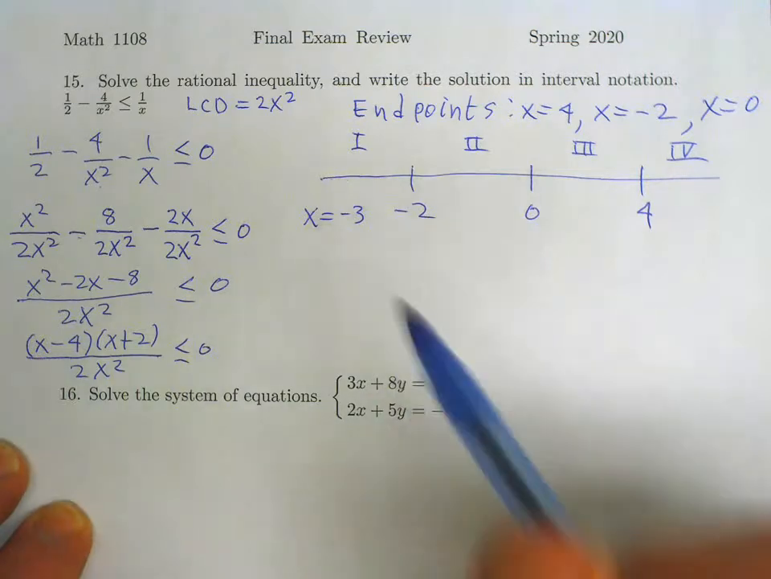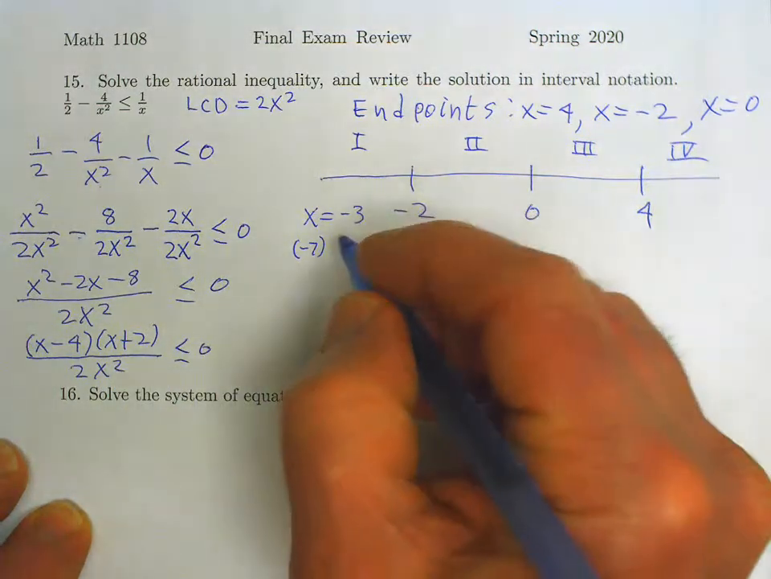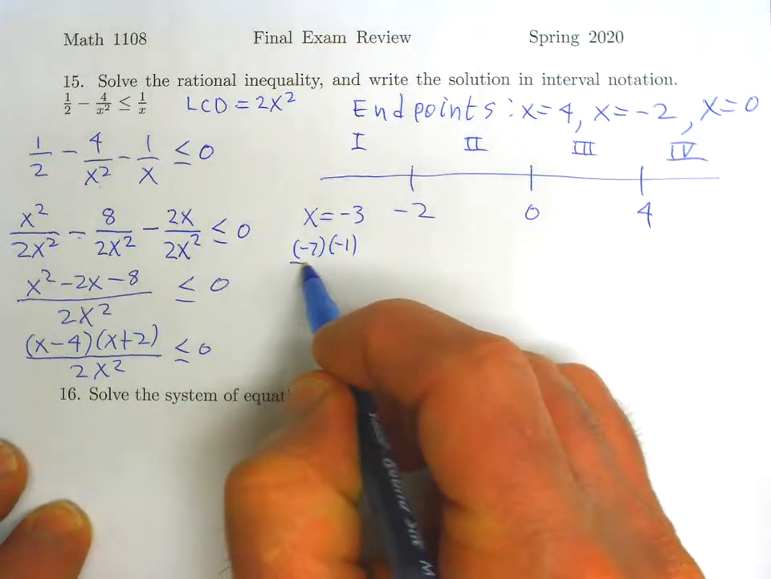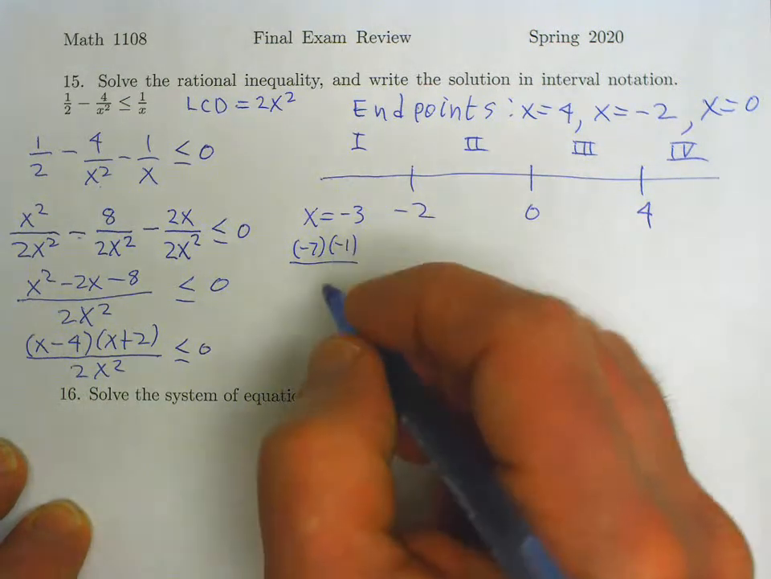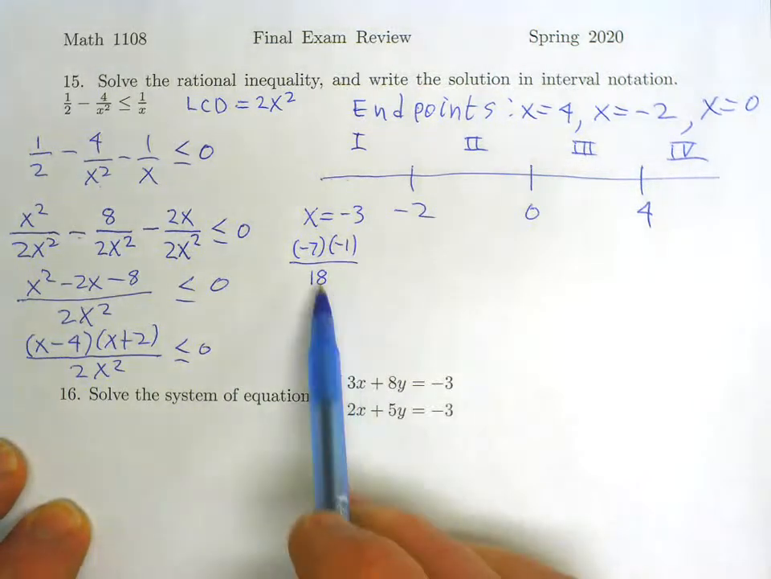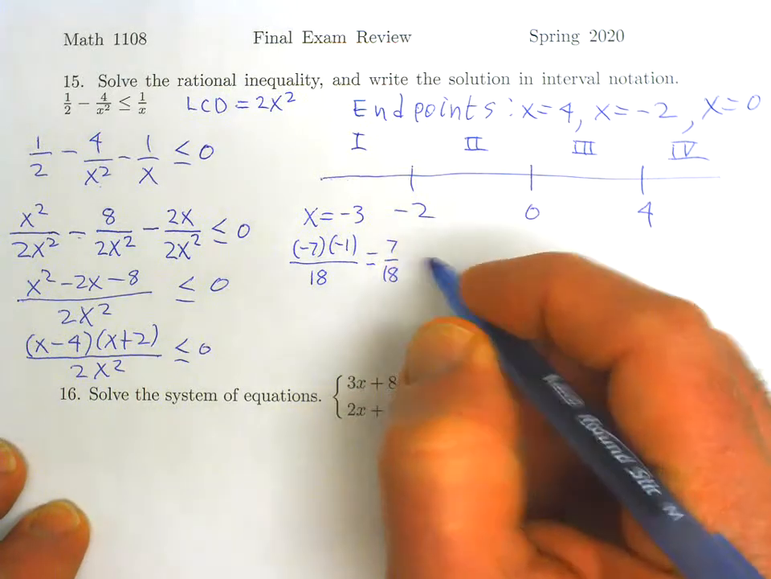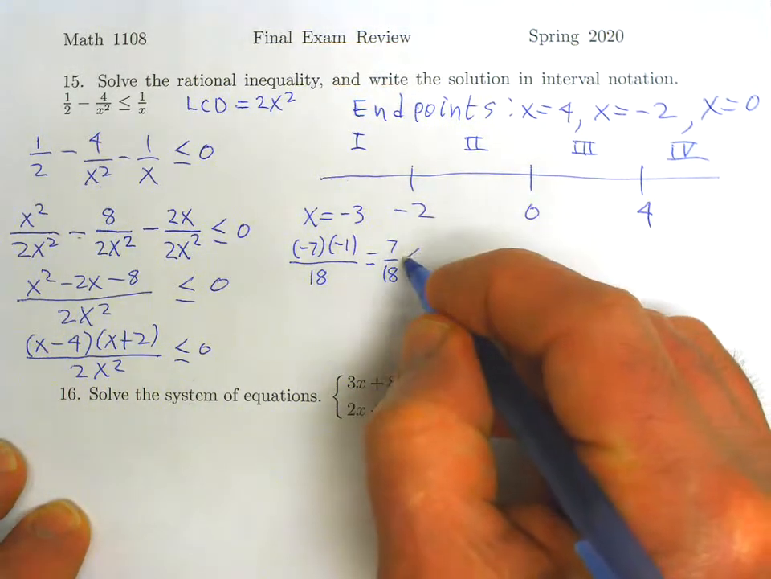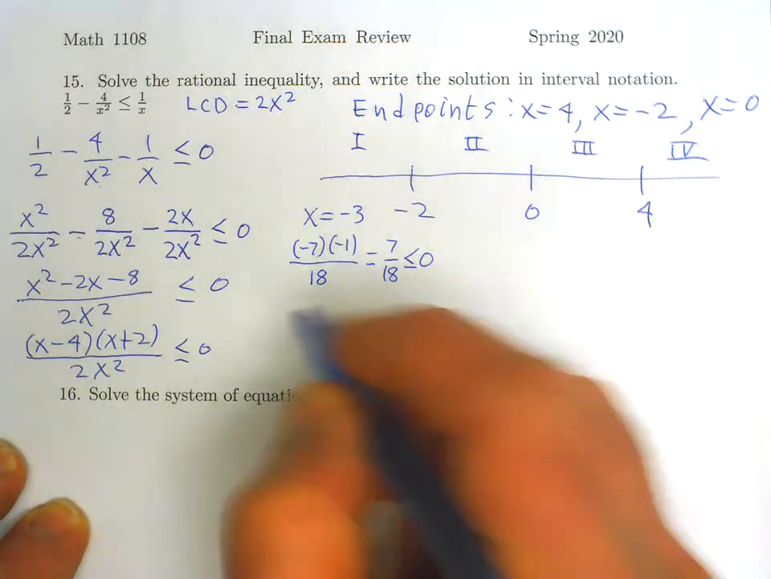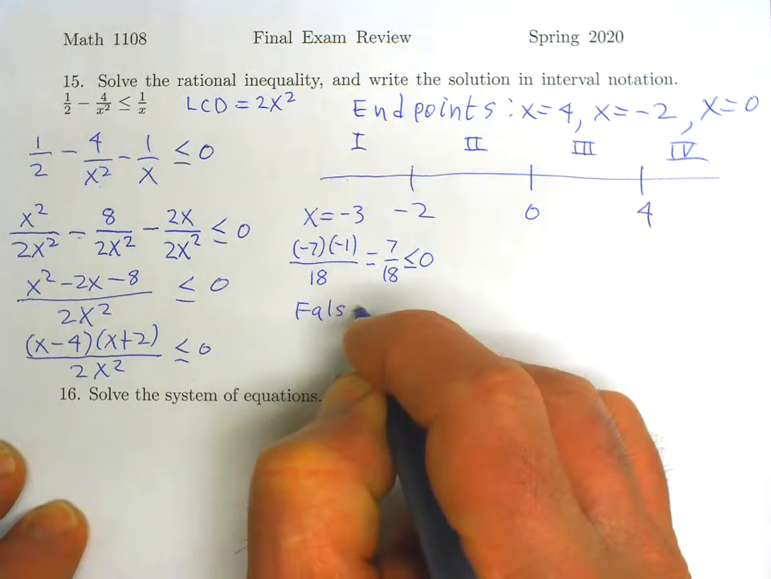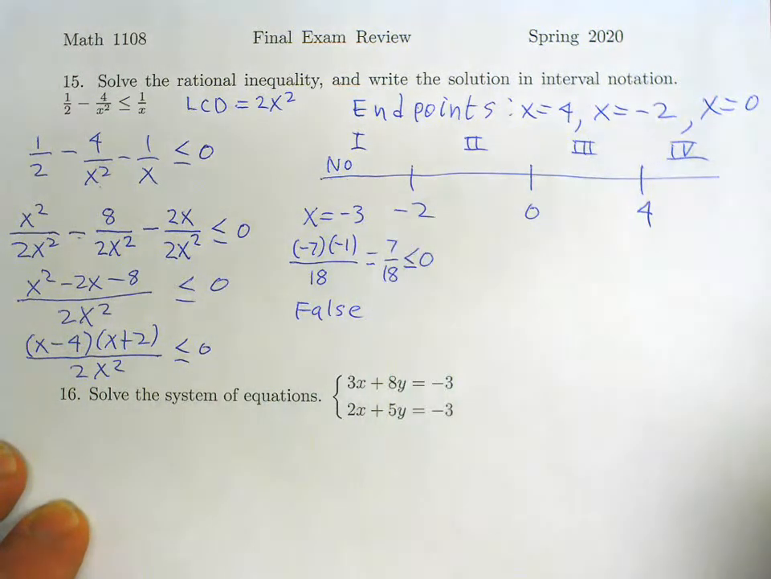-3 minus 4 is -7. -3 plus 2 is -1. And in the denominator, 2 times the number -3 squared is +18. So this number is +7/18. The inequality is less than or equal to 0. And 7/18 less than or equal to 0 is false. So that means none of the numbers from -infinity to -2 are solutions.